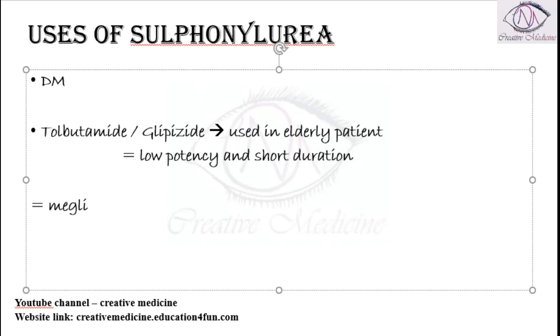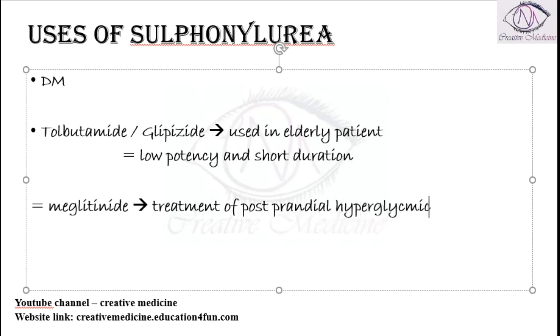Second, we have meglitinide. Why is this meglitinide used? This meglitinide is used in the treatment of postprandial hyperglycemia. It helps in treating postprandial hyperglycemia by increasing insulin secretion after meals, so insulin will release GLUT4, which results in uptake of glucose, which gets converted to glycogen, thus it causes weight gain in the patient.